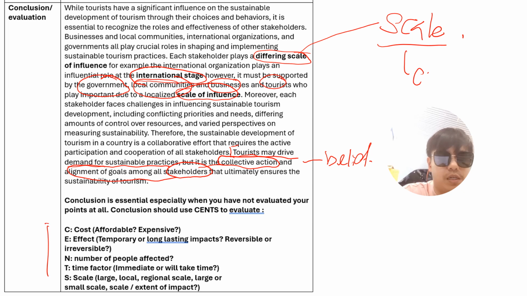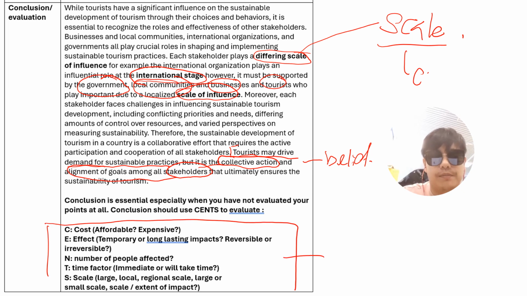There should always be criteria to evaluate your factors. It could be in terms of scale, like this example. It could be time, number of people affected. So I use this acronym called SENSE. C for cost: is it affordable, is it too expensive, is cost a criteria to compare all these? Or is it the effect, the number of people, the impact, the time factor, or scale, which I've used here.